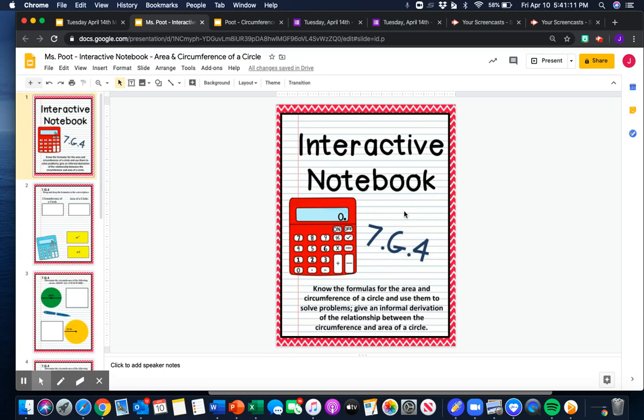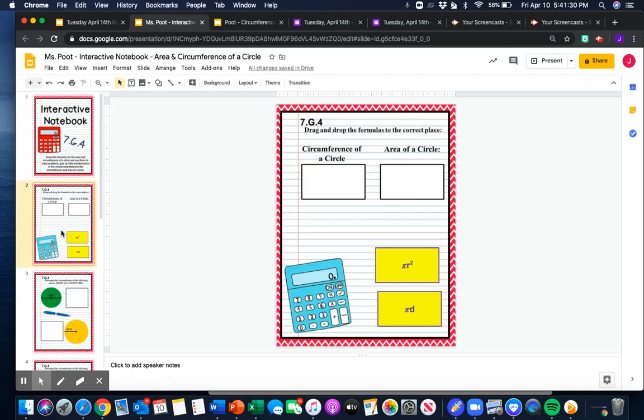All right, so here's our interactive notebook. We're learning standard 7.G.4, and that's on circumference and area of a circle. All right, so let's keep going. Let's go to page 2. Page 2 is located in the sidebar. I'm just going to click where it says 2. Now it should look like this.